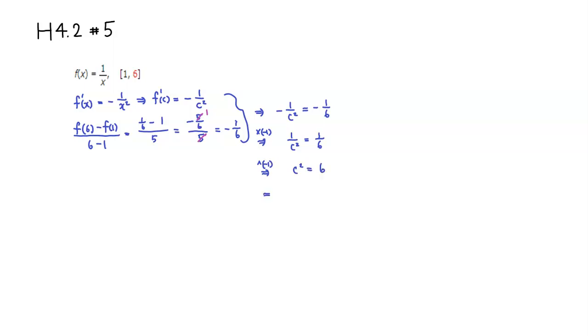Then we can get rid of the square by taking a square root. c is going to be plus or minus square root of 6. All right, so we got that. But this interval starts from 1, so it's not going to be a negative number. So we know that we pick the positive square root of 6.